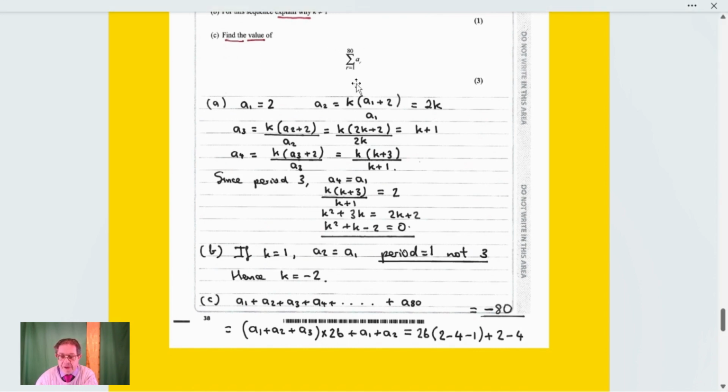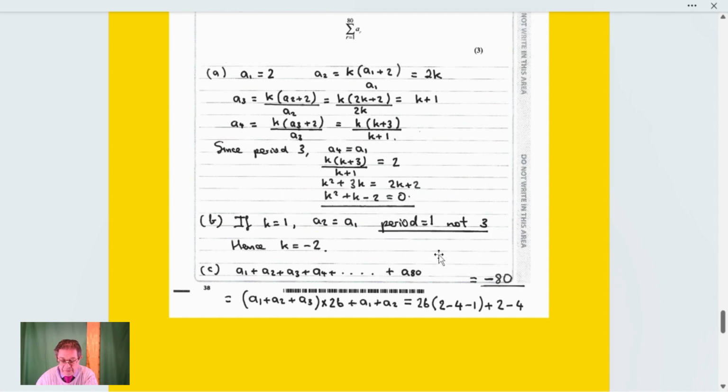Part C says, find the value of the sum of the terms from the first to the 80th term. Now, we want to use periodicity here. We're not going to use any formulas for sums because it's not arithmetic or geometric, just common sense and arithmetic. So we have the first three terms, which are 2, -4, -1, which gives a -3. That is repeated 26 times up to A78. And then we have the last two terms, which will be A1 and A2 again. So we have 26 times -3, add 2 -4, which is -80.